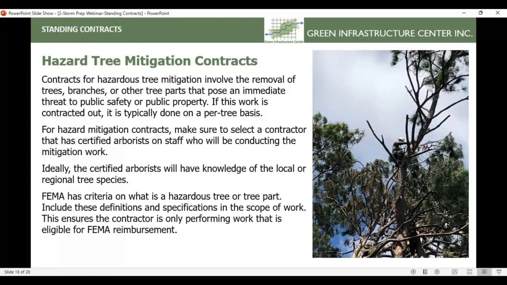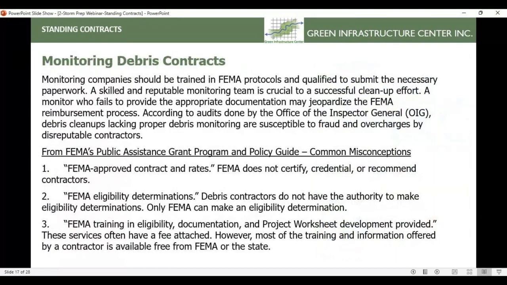So the big recommendation here is remember that the monitor works for the city or the county or the parish or the park district or whatever government entity is hiring them. They work for you. They do not work for the contractor. Their role is to represent you in your contractual relationship with the debris contractor. So it's just like hiring an architect to build a building or an engineer to build a bridge. They're the owner's rep, and their allegiance is to you.